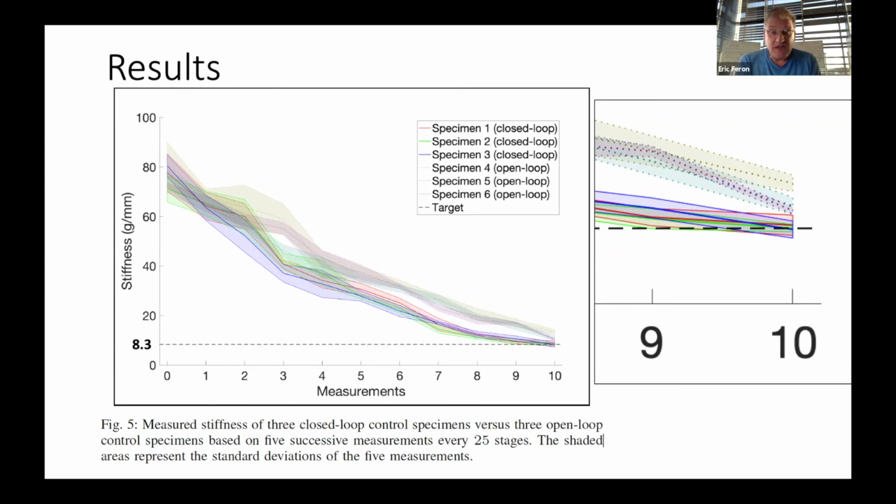The same stiffness measurements, once the beam is printed, when it has been printed in closed loop, show a much more precise stiffness, or to be more precise, a much more accurate stiffness compared with the target stiffness, and less dispersion of the stiffness that has eventually been reached during the printing process.